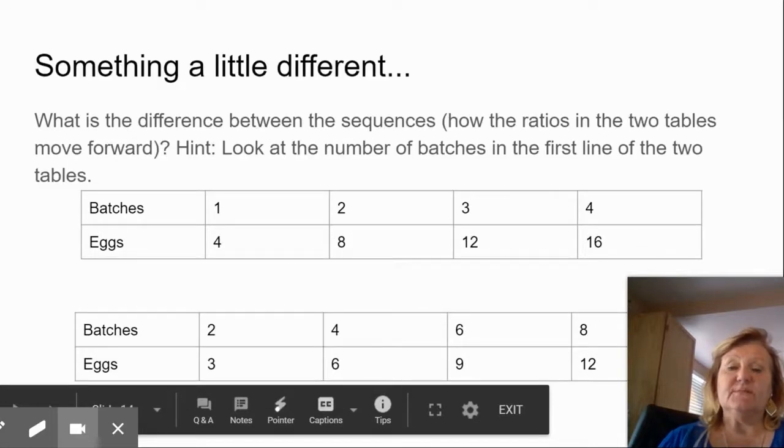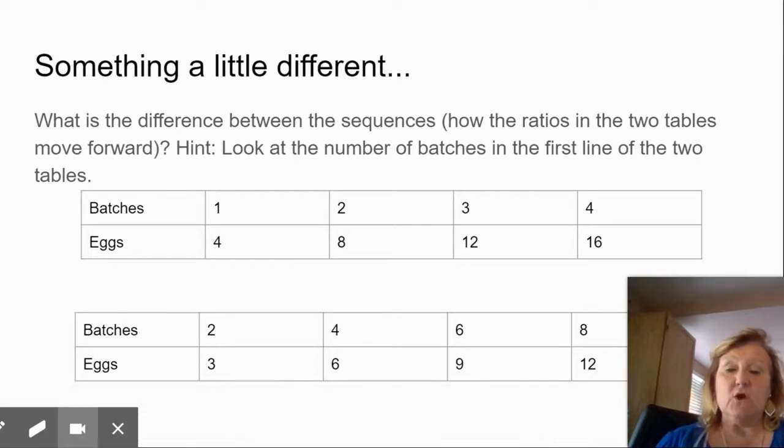So let's take a look at something a little bit different. These are differences between sequences. So what I'd like you to do is look and see what the differences are in these 2 tables. The hint says look at the number of batches in the first line of the 2 tables. In the first table, I have 1 batch and 4 eggs. In the second table, I have 2 batches and 3 eggs.